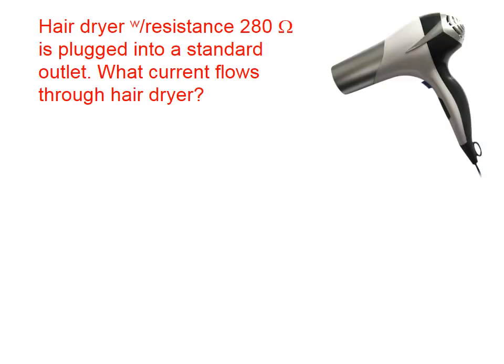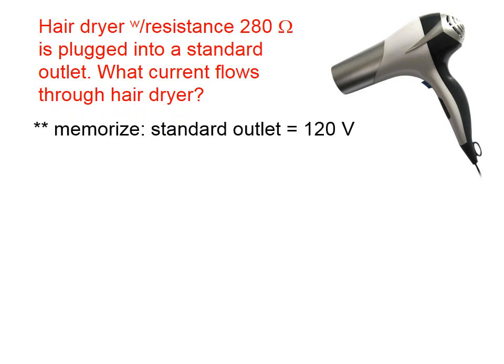Let's try an example. A hairdryer with a resistance of 280 ohms is plugged into a standard outlet. What current flows through the hairdryer? It wouldn't be a bad idea for you to memorize that in the United States, a standard outlet has a pressure difference of 120 volts between its two terminals.